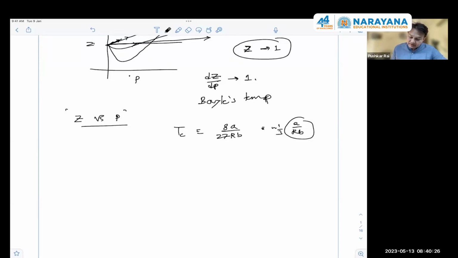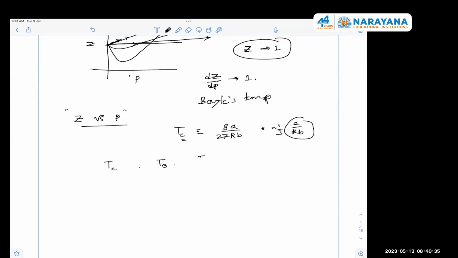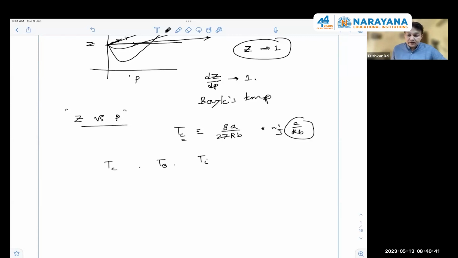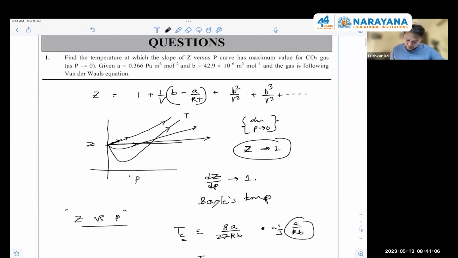So that means the critical temperature is the lowest temperature of the kind. There are three kinds of temperatures: TC, TB, and T inversion. Have you heard of them? TC is nearly 1 by 3rd of A upon RB, and TB is nearly what? 2A upon RB. So you see what the difference is. Sorry, I'm so sorry: TB, the Boyle's temperature, is A upon RB, and T inversion is equal to 2A upon RB. Is that clear to everyone? I hope I have not made any mistake here.